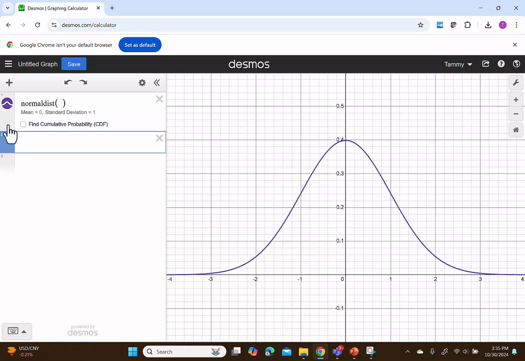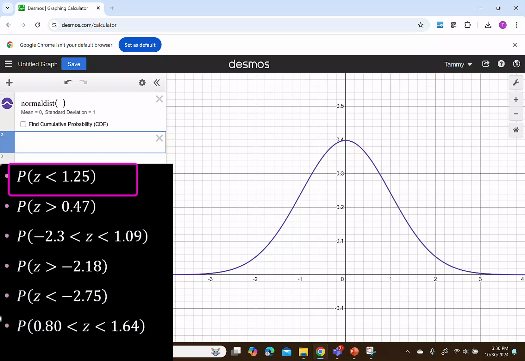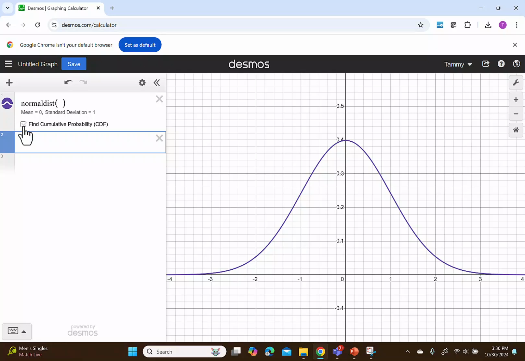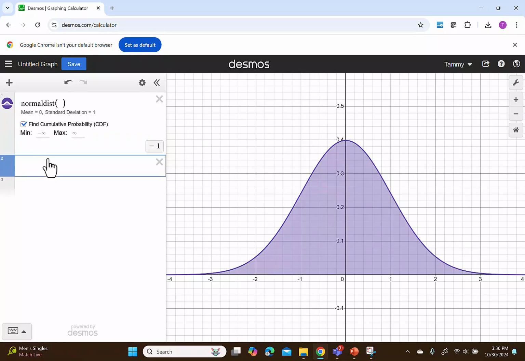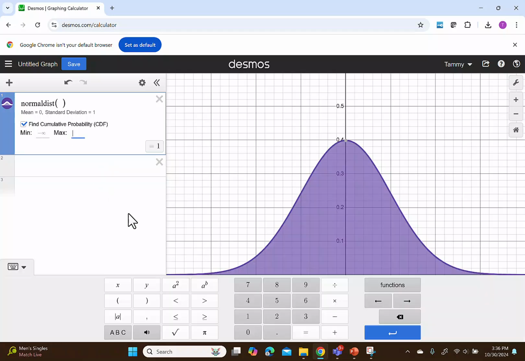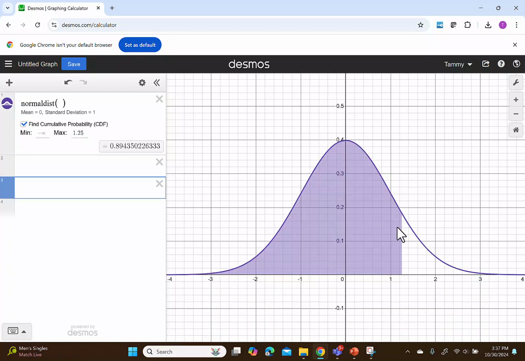You can hit the plus sign to zoom in on the normal distribution. This will help you visualize the probabilities that we're finding. The first question we want to do is the probability that z is less than 1.25. We need to click the Find Cumulative Probability, which will open up places for us to enter a min and a max. Because we want less than 1.25, on the max I put in 1.25. Notice this shades everything to the left of 1.25 and it tells us our probability is 0.89435. I would call that 0.8944.